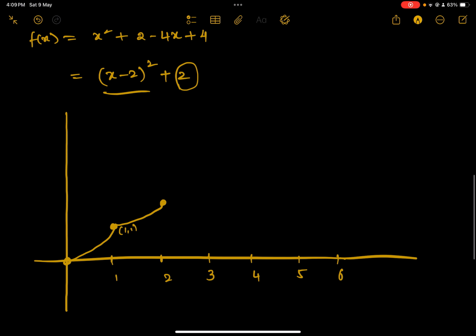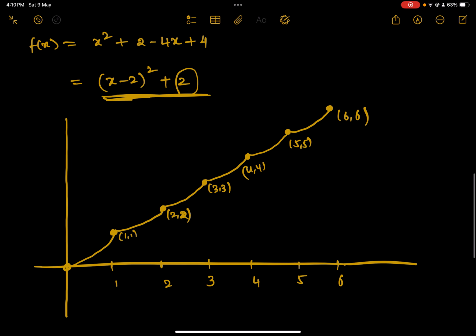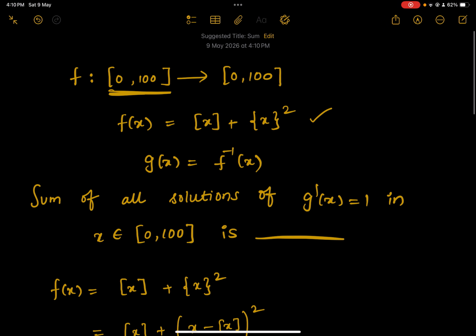It will go till 2, 2. Similarly, for this function, when x is equal to 2, it is 2, and when x is equal to 3, it is 3. So it will go till 3, 3. Similarly, the next part will go till 4, 4, the next part will go till 5, 5, and the next part will go till 6, 6. So this is how your function f of x looks. So we have analyzed the function f of x. Now let us proceed to the rest of the question.